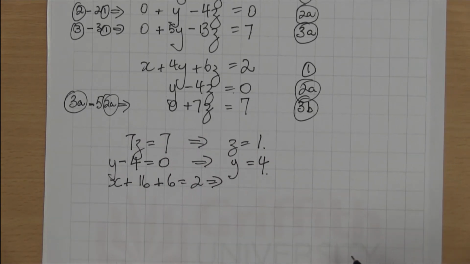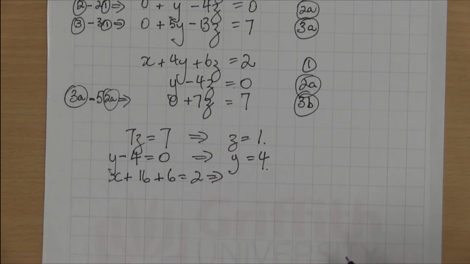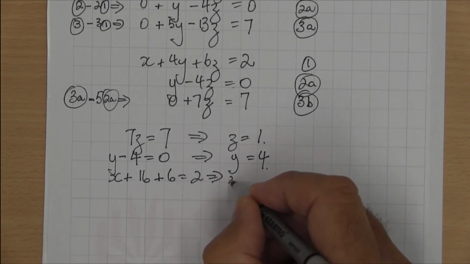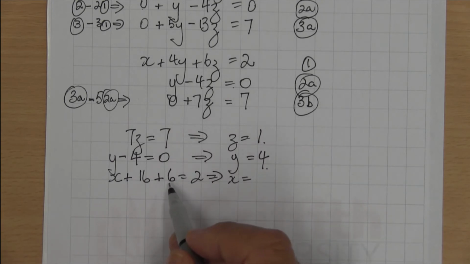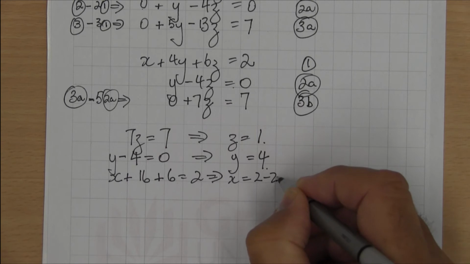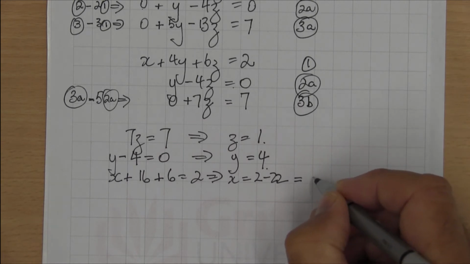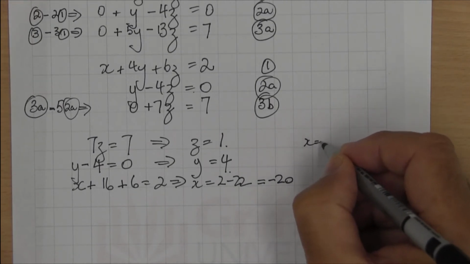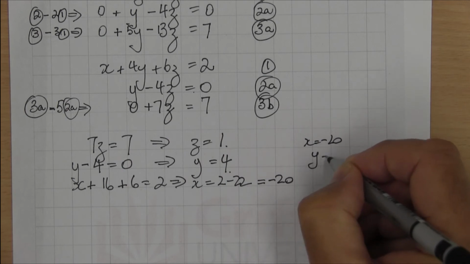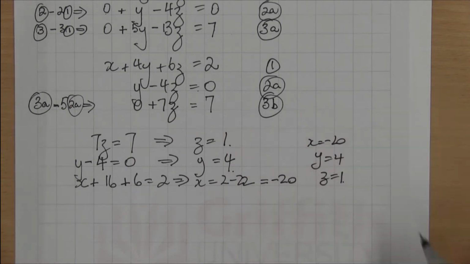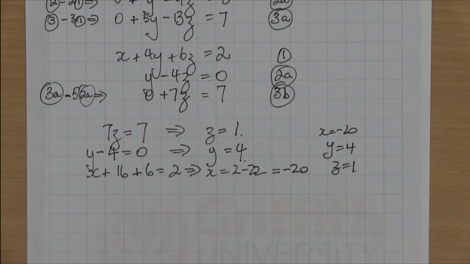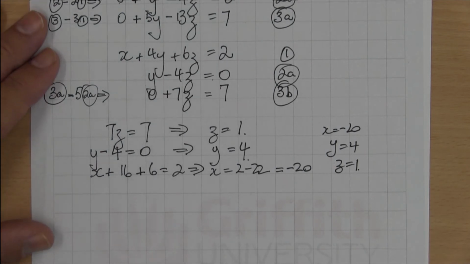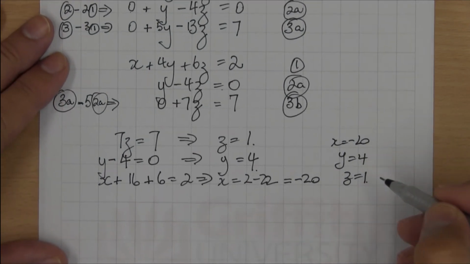And you have got x is equal to, so that will be 22, so it'll be 2 minus 22, which will be equal to negative 20. So we've got x equals negative 20, y equals 4, z equals 1. And it's most important that when you do these, that you actually check your answers by going right back to the original equations and substituting those values to make sure they're true.